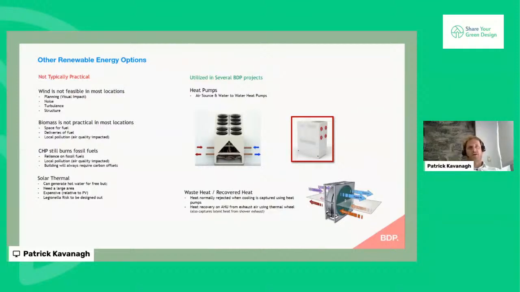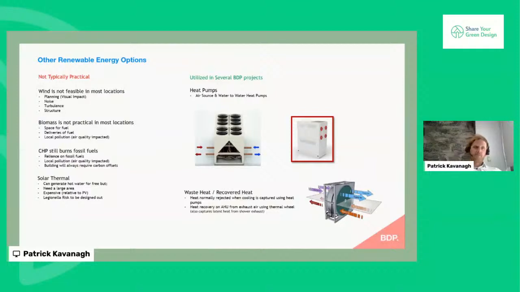So other renewable energies and options that are not typically practical are things like wind, which is not feasible in most locations for obvious reasons: planning, noise, turbulence created by other buildings, the structural requirements needed, and the increased embodied carbon associated with that. Biomass is a low carbon fuel, but there's the space for fuel, deliveries of fuel, and local pollution in the city centre environment. The air quality is impacted, so it's not really practical.